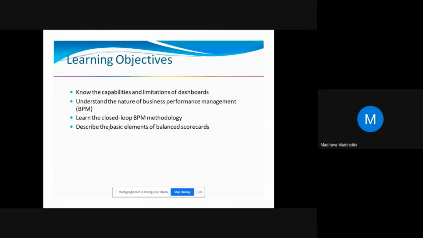We'll also learn about the capabilities and limitations of the dashboards that we are going to create, and we'll understand the nature of business performance management, which is called BPM. Then we will learn the closed loop BPM methodology, and we'll understand a little bit about the basic elements of a balanced scorecard.